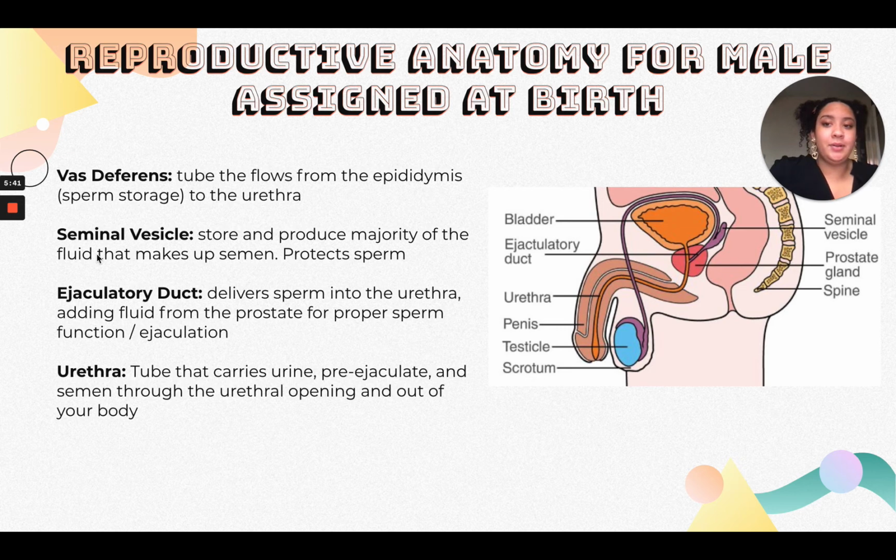Then there's the seminal vesicle. That stores and produces the majority of the fluid that makes up semen. And it also protects the sperm. So that fluid protects sperm by neutralizing acids.